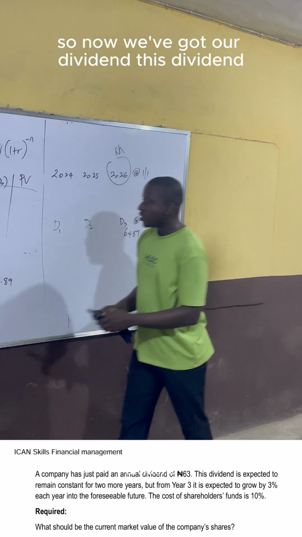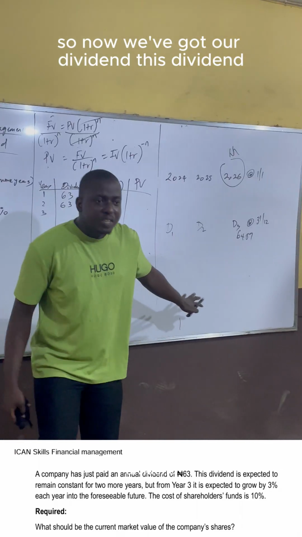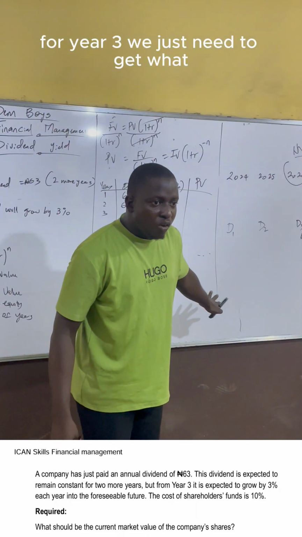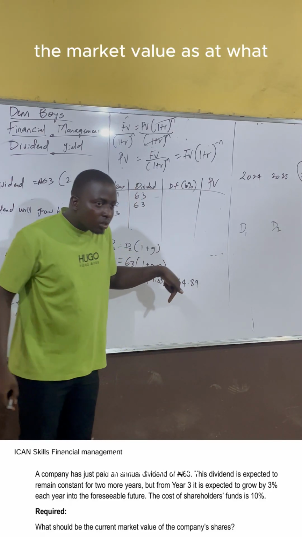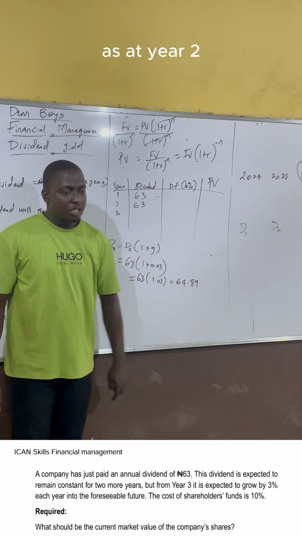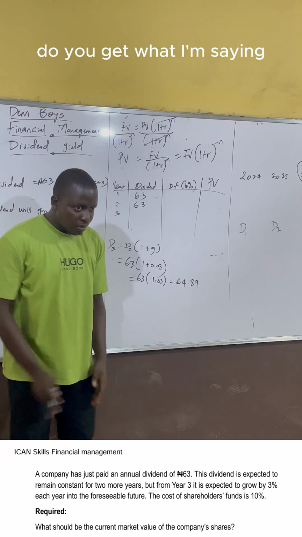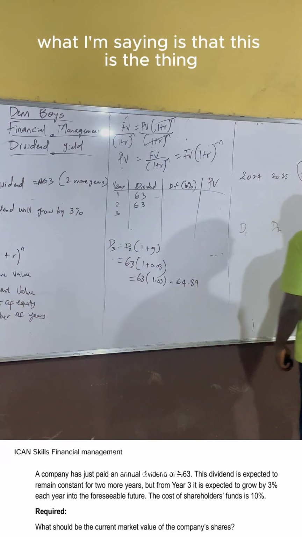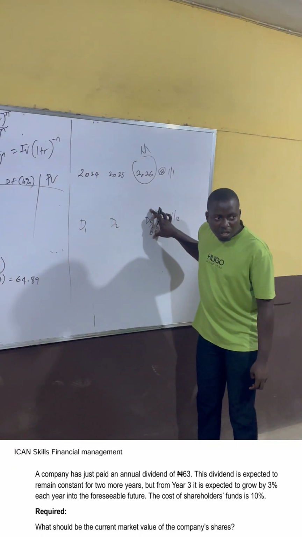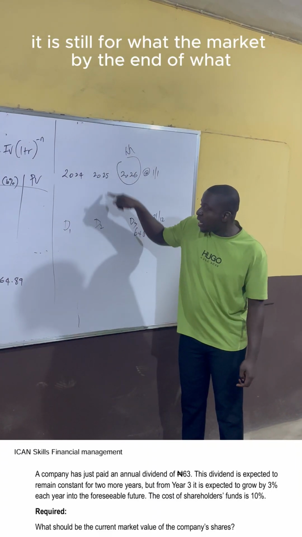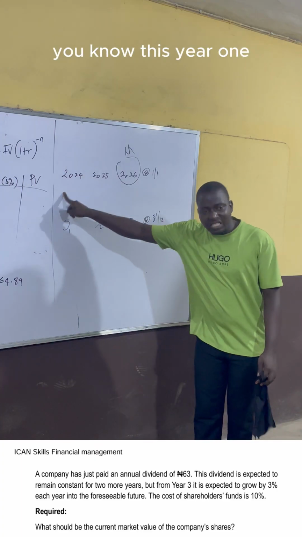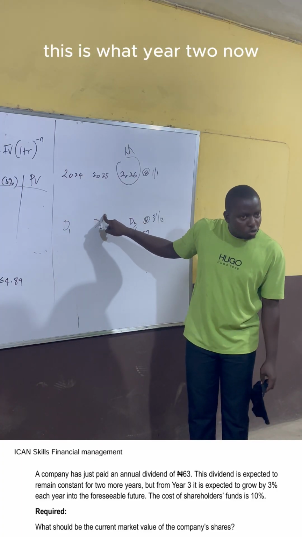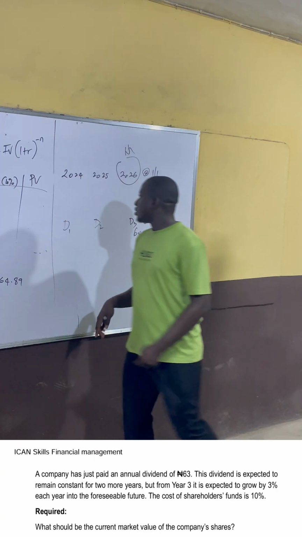So now, we've gotten our dividend. This dividend for year 3, we just need to get the market value as at year 2. Do you get what I'm saying? What I'm still saying is that this D3 we are getting, it is still for the market value at the end of 2025, right? Now, you know this is year 1, this is year 2.